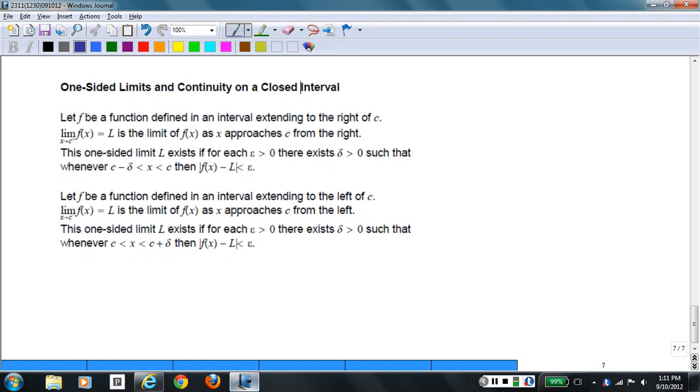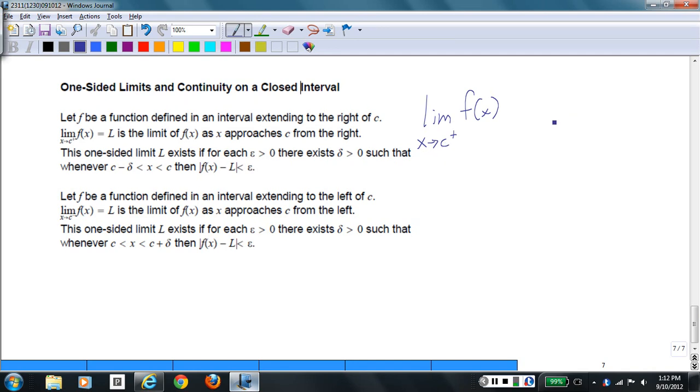So definition, let f be a function defined in an interval extending to the right of c. Maybe hard to see right here. I want to say the limit of f of x as x approaches c, and I put a little superscript of a plus here. X approaches c from the right is how we read that.